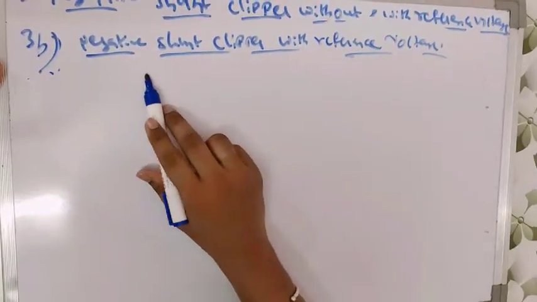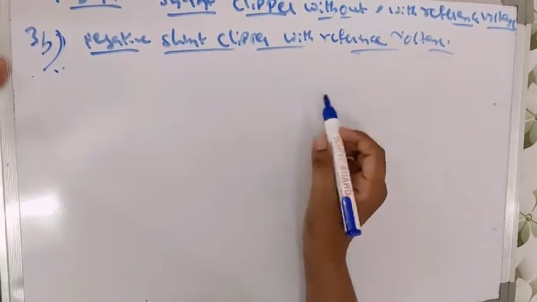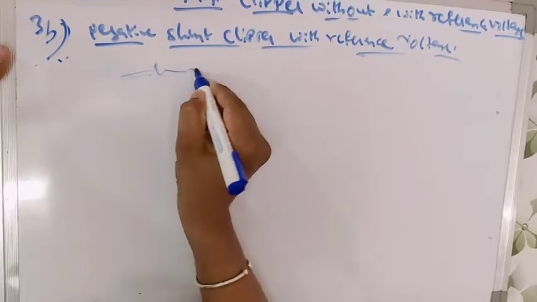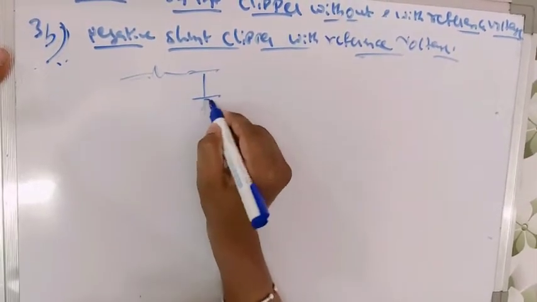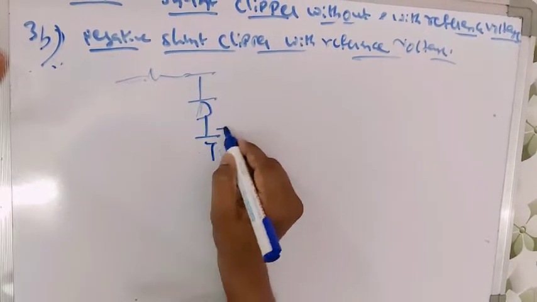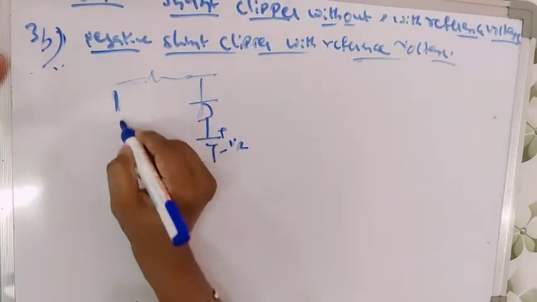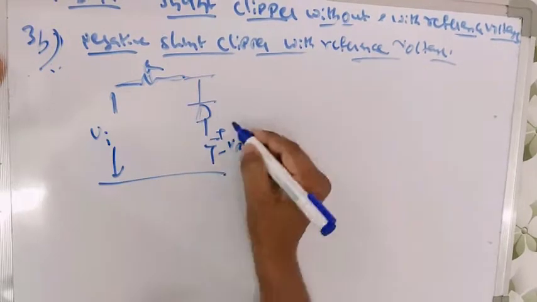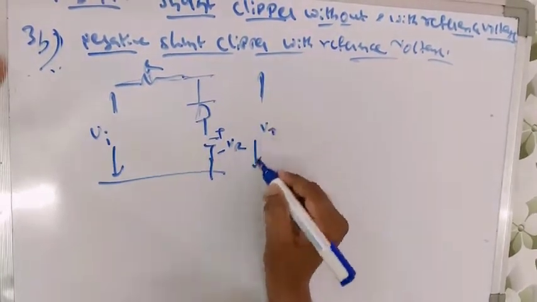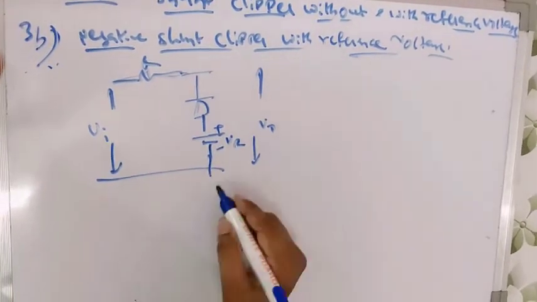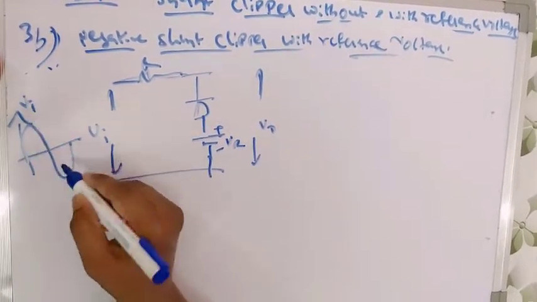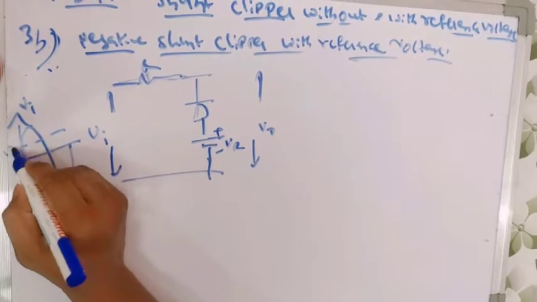The next one is the negative shunt clipper with reference voltage. Let us consider the reference voltage VR in the circuit. The output will be taken across the diode combination along with the reference voltage. Now we are applying a reference voltage. The input is given to this resistor combination and the output is taken across the diode and reference voltage. Now we will analyze this for a sinusoidal input. We are applying a sinusoidal input. The reference voltage will always be less than the peak voltage.